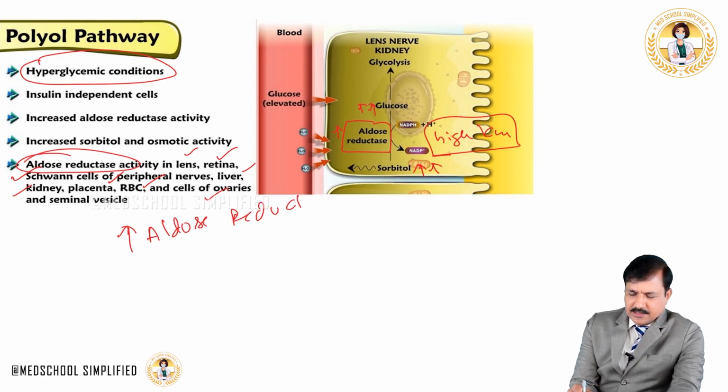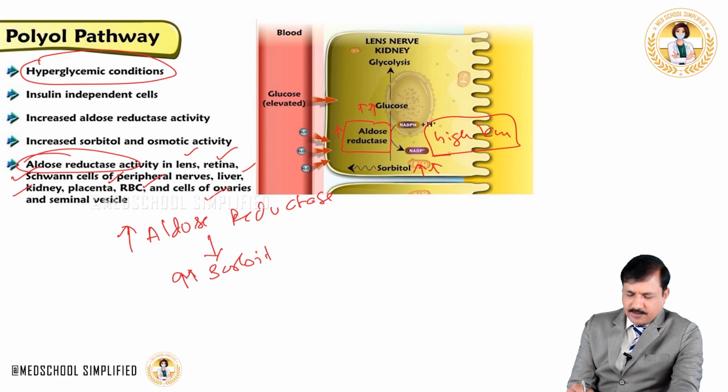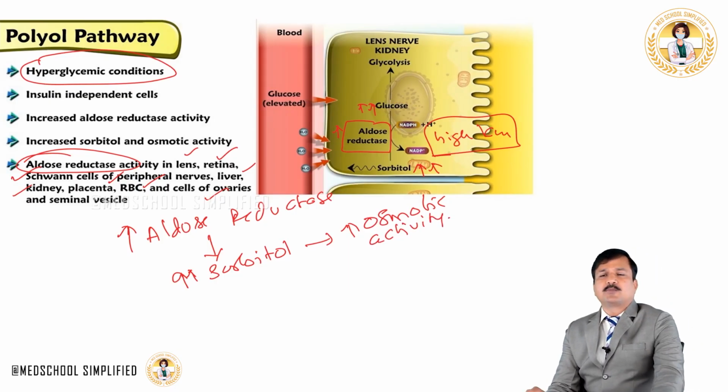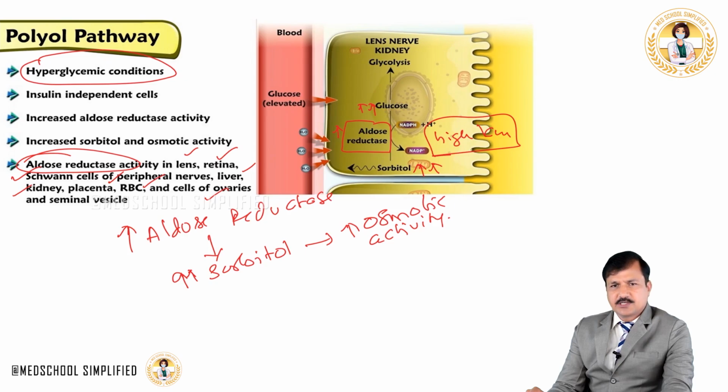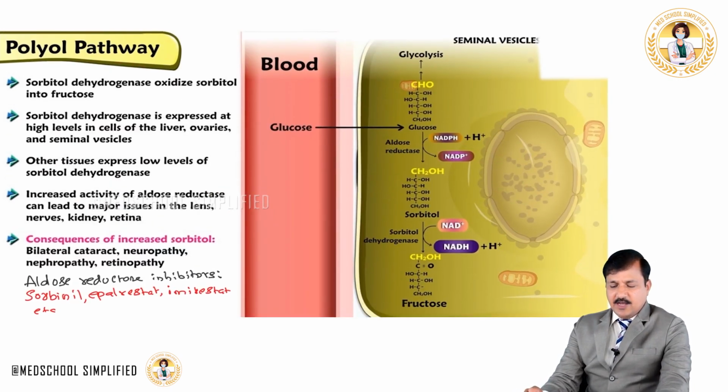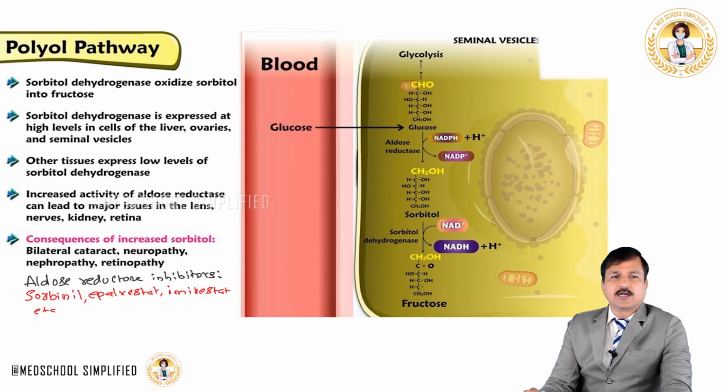reductase enzyme activity will lead to an increase in sorbitol, and increased sorbitol means increased osmotic activity, and increased osmotic activity means abnormality in cellular metabolism. Just remember that fact. Now, certain tissues have a mechanism to handle that sorbitol.